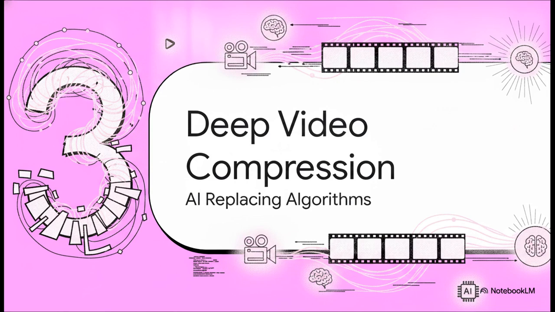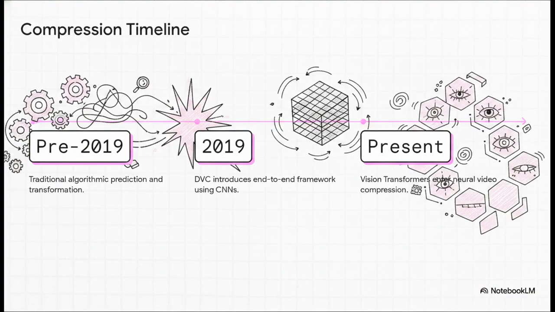That brings us to deep video compression, the point where AI really starts taking over the whole process. For decades, traditional video coding relied entirely on handcrafted algorithmic prediction and transformation. But in 2019, a massive shift happened. The DVC framework came along and used convolutional neural networks to replace those traditional key operations end to end. That breakthrough completely threw the doors open, leading directly to early attempts at using token-based vision transformers, allowing AI to analyze frames in entirely new ways.